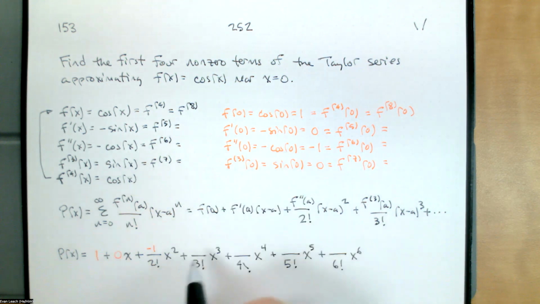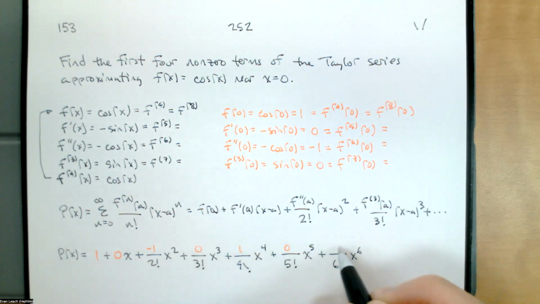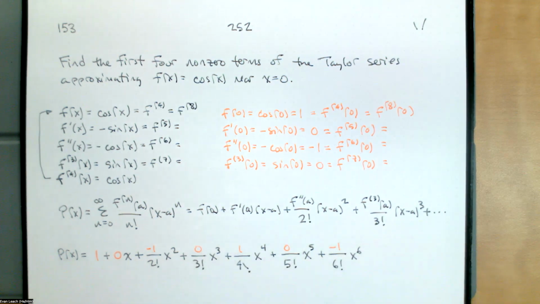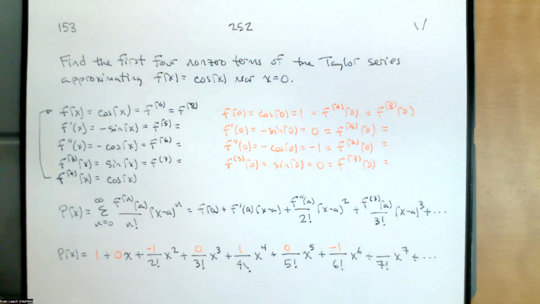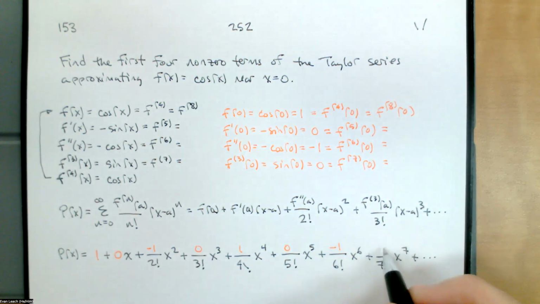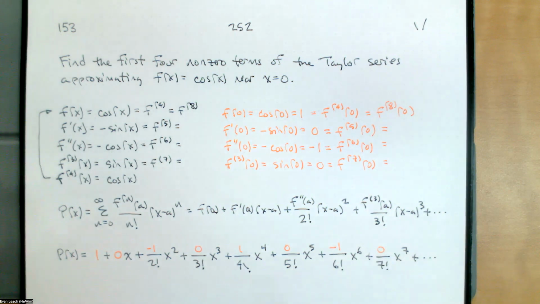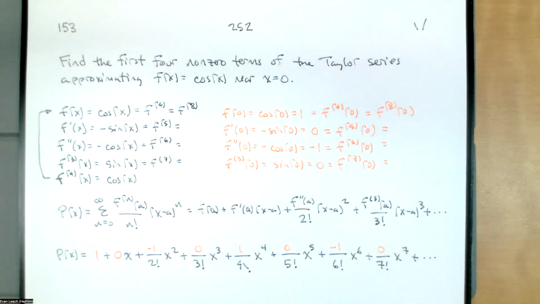And we saw, because we started with cosine, that we're just going to cycle through 1, 0, -1, 0, 1, 0, -1, 0, and so on. The numerators we get from the derivative, the denominators are the factorials, and then we get the x factors in each term.